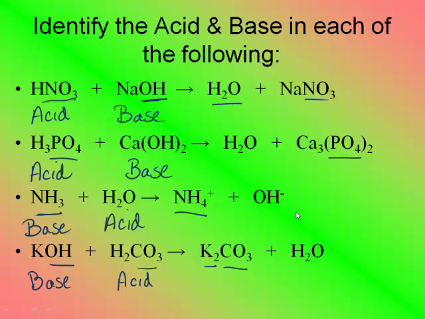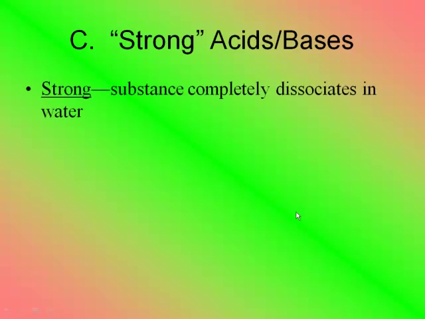The last thing we need to discuss is the concept of strong acids and bases. The term strong refers to any substance that completely dissociates in water. Okay? So strong does not mean dangerous necessarily. Concentrated means dangerous. Okay? If I have a concentrated acid, but it's weak, meaning it doesn't completely dissociate, then it can hurt me much more than a strong acid that has a very, very low concentration.